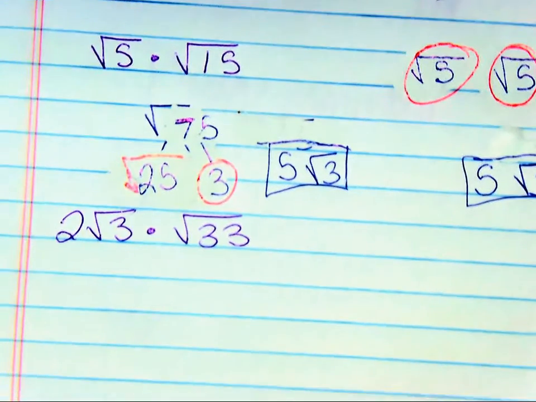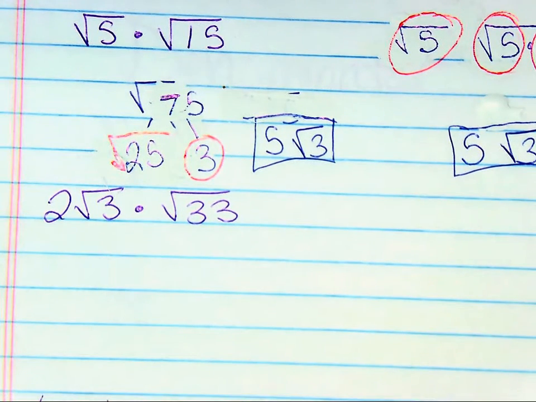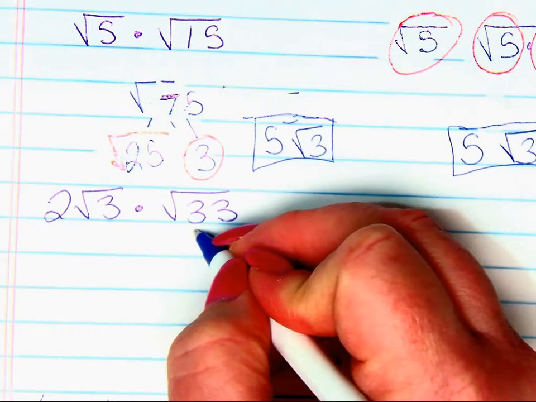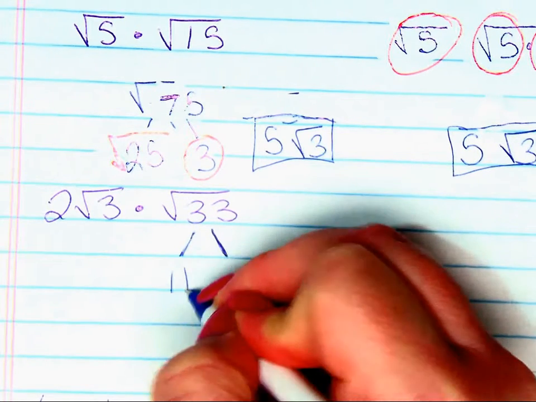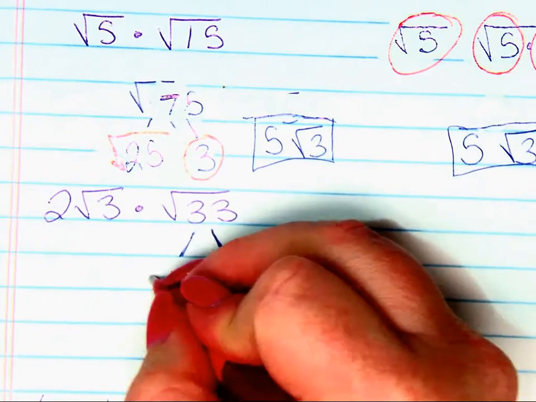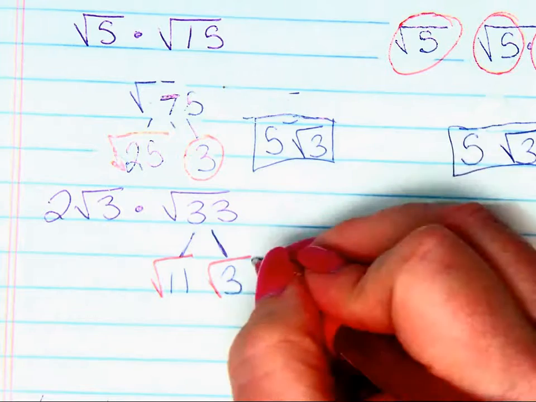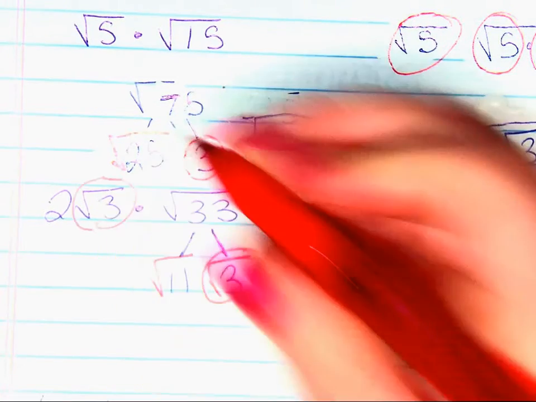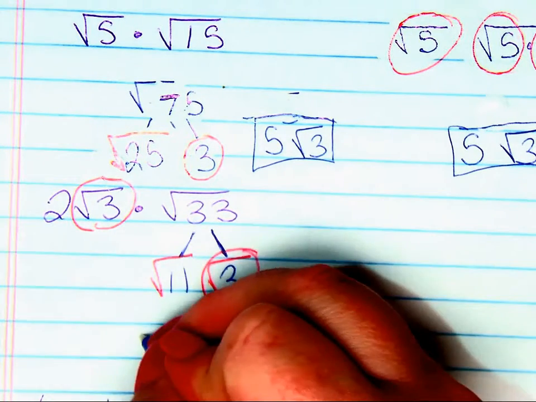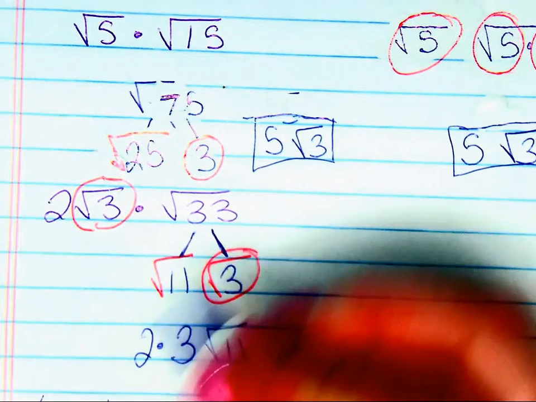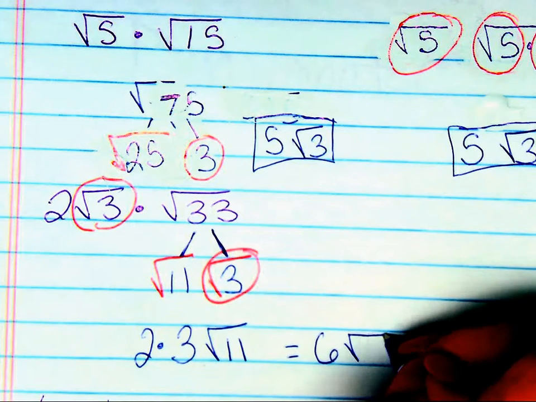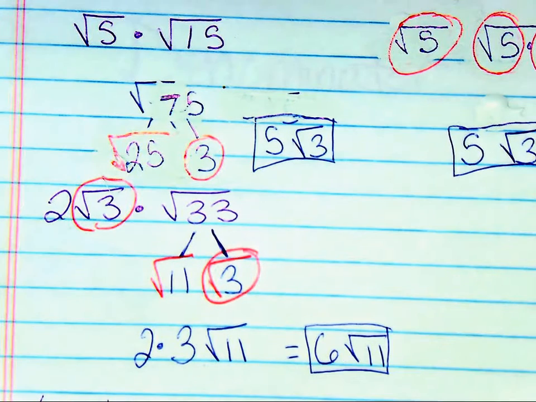Case in point, if I look at this, 2 times the square root of 3 times the square root of 33. There's nothing to simplify here, but I can simplify 33 into 11 and 3. I now see that this is the square root of 3 and the square root of 11. Well, now I have the square root of 3 and this square root of 3 here, which gives me 3. I bring down my original 2, and I am left with the square root of 11. 2 times 3 gives me 6, so my answer is 6 times the square root of 11.